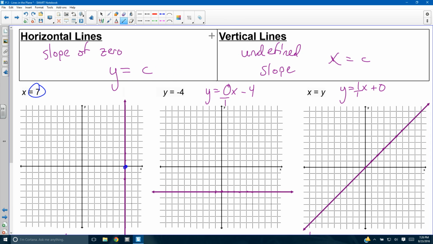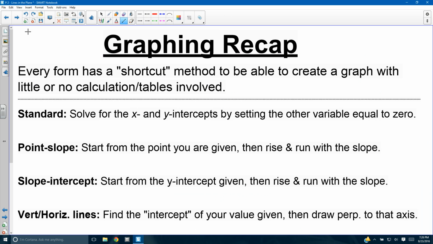What if you drew your graph this way? You're like, x equals 7. Okay, well, every x equals equation would have the exact same line then. No, this is the line y equals 0. The x-axis is y equals 0. The y-axis is x equals 0. Okay, so that's that recap there.